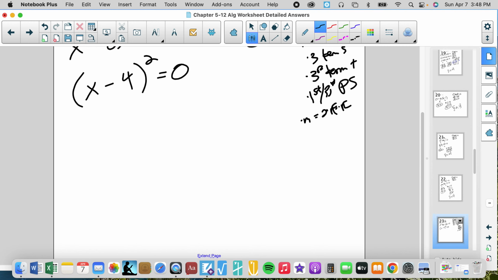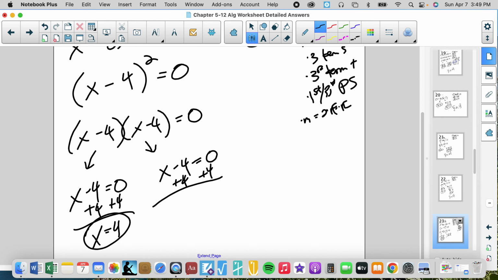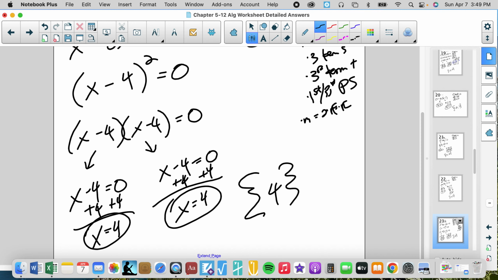What does that mean when we get here? Well, it just means that we have two of these equaling 0. We still have the product of two things that equals 0. Let's set each one equal to 0. We're asking what value for x would make this box equal 0, so we'll add 4. X equals 4. Now we wouldn't list 4 twice because it's the same number. We just want to know what number or numbers. So it would be silly for us to list 4 twice. We just need to write it once. So this is a situation where we have only one solution.